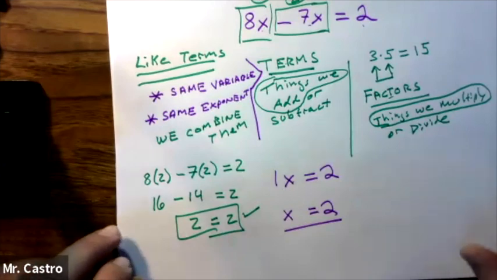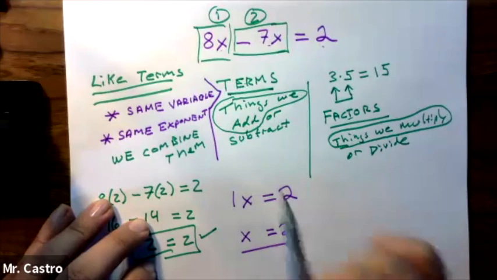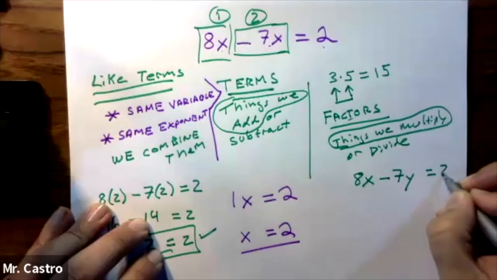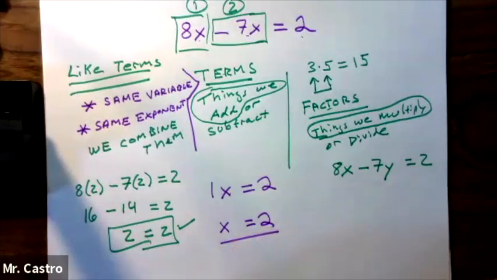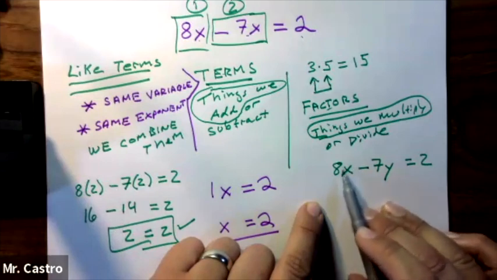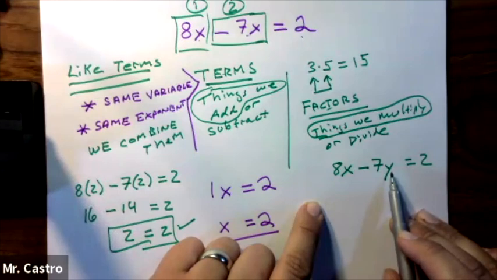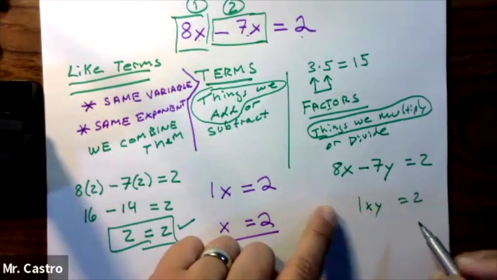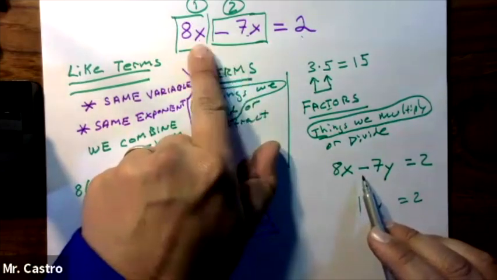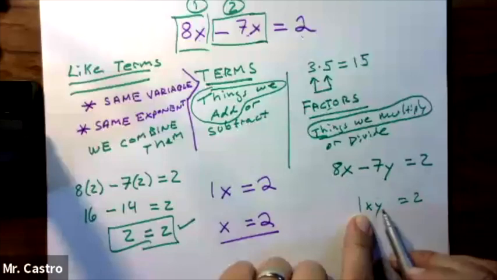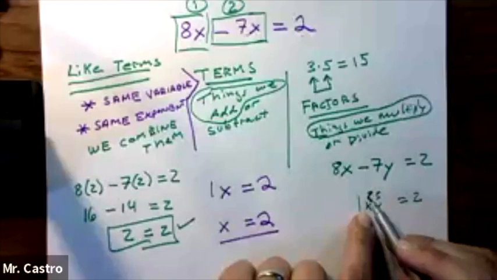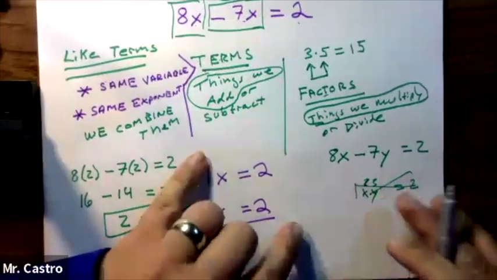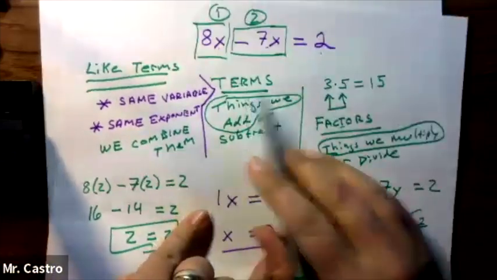We can combine those. Now, let's say that instead I had 8x minus 7y equal to 2. Can I combine those? Well, no, because y is not the same number as x. If y were 3, for example, and I tried to combine this, I said, well, that's 1xy, right? That's equal to 2. Well, if I already know from here that x is 2, then 2 times 3 is 6. That's not 2. This is not going to work. So I can only combine things that are the same number.